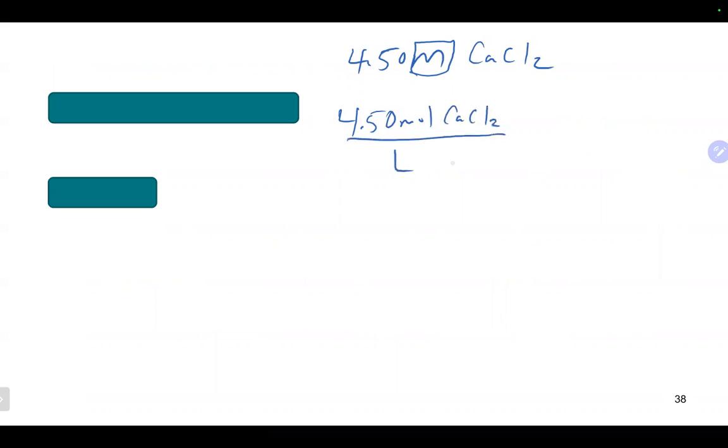So if we had something like a 4.5 molar solution of calcium chloride, you could just take that big M and convert it into 4.5 moles of calcium chloride per liter. And you can really use it in dimensional analysis too, as a conversion factor. If you need the liters on top, you could just do that and flip the moles to the bottom. And again, the benefit of this is hopefully you can see both units so you won't forget about the liters.